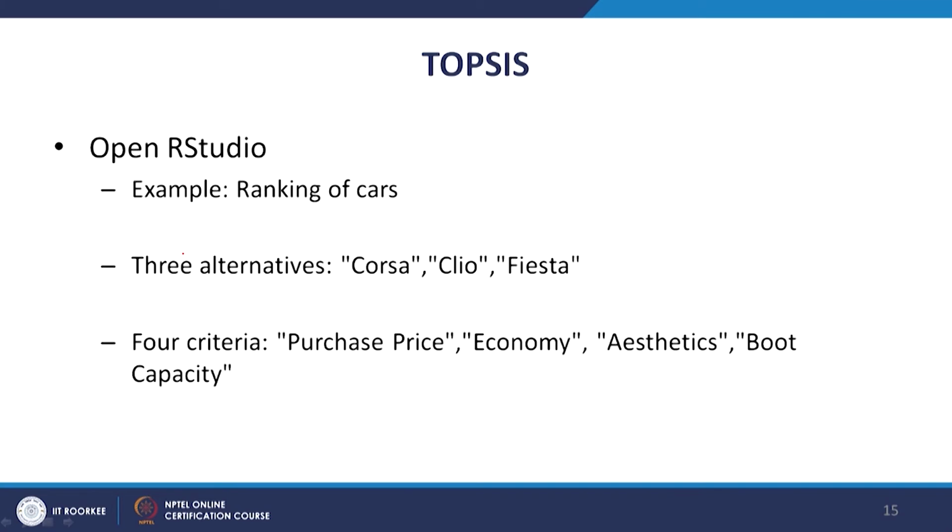Then in step 4 we define the ideal and anti-ideal points, and once that is done we do the distance computation for each alternative with the ideal and anti-ideal points. Given that, in the 5th step we actually compute the closeness ratio. Now in R Studio we will take this example of ranking of cars, and we are going to have 3 alternatives and 4 criteria. In this lecture we would like to stop here, and in the next lecture we will do our exercise in R Studio. Thank you.